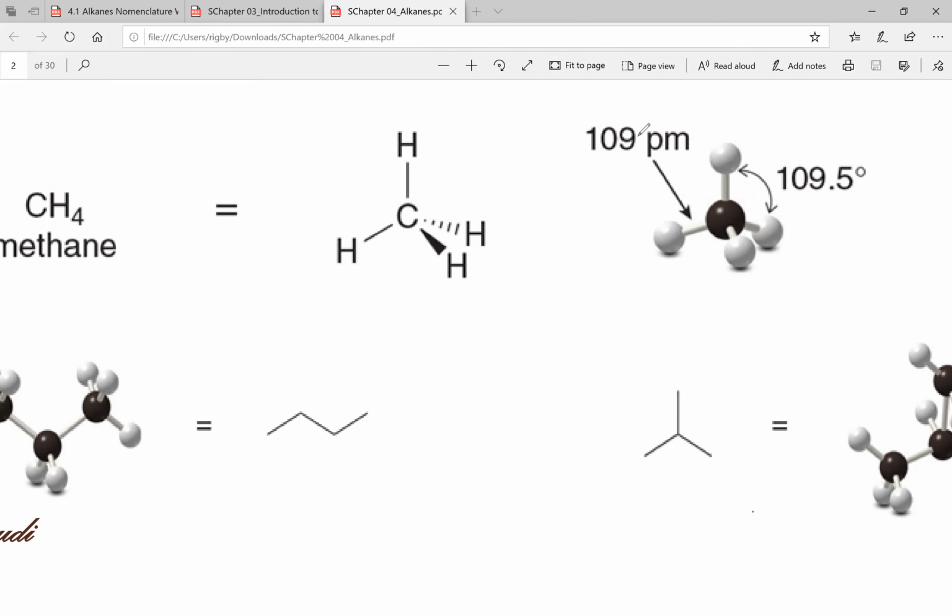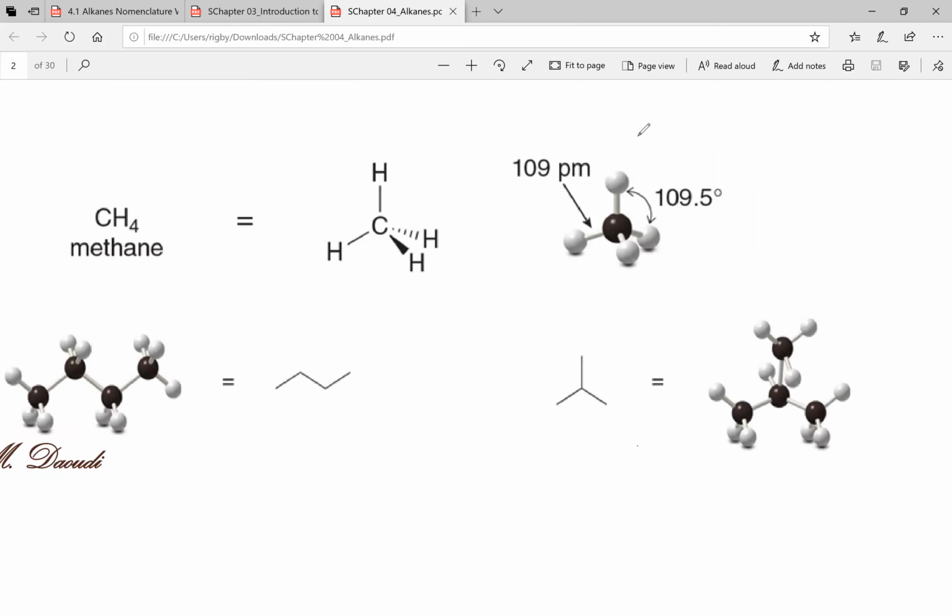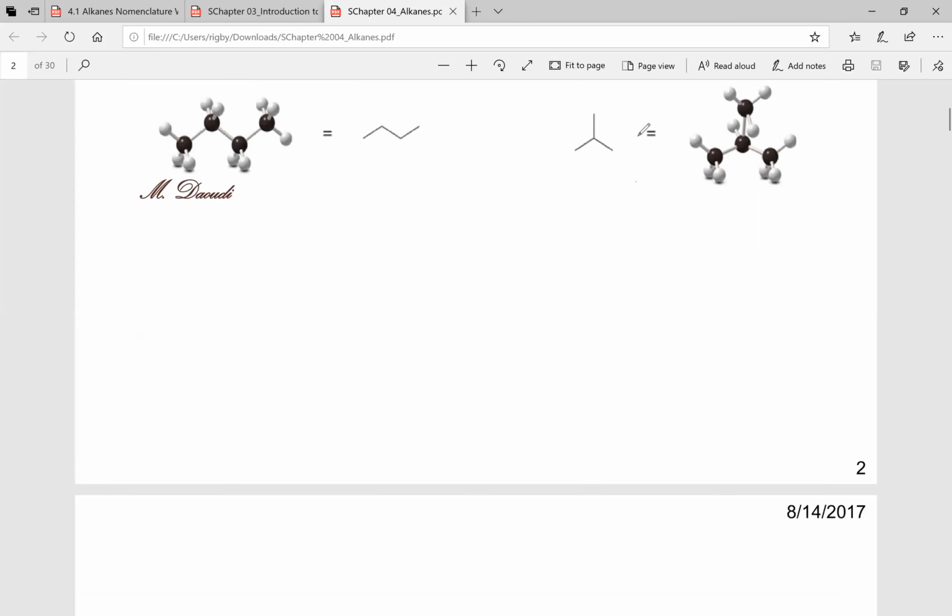This will become more important when we talk about something called stereochemistry. That's just how a molecule exists in space. Okay, so let's continue on.